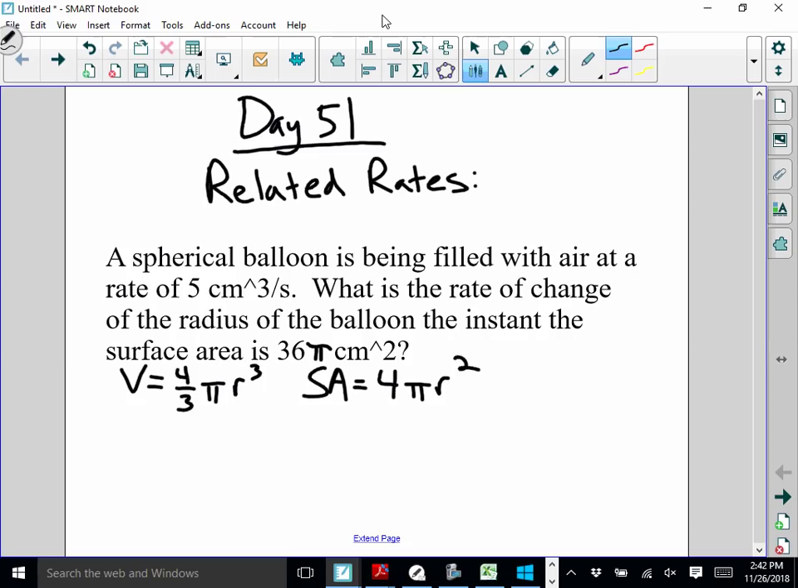On these particular problems on the AP exam, they will give you volume and surface area equations for the sphere. So they give us those two equations. The volume is 4/3 pi r cubed, the surface area is 4 pi r squared.